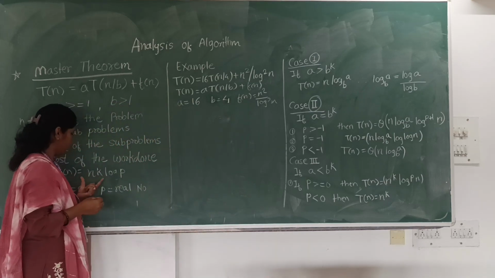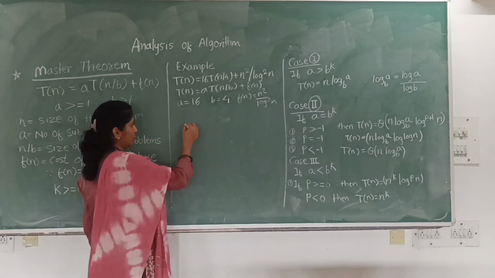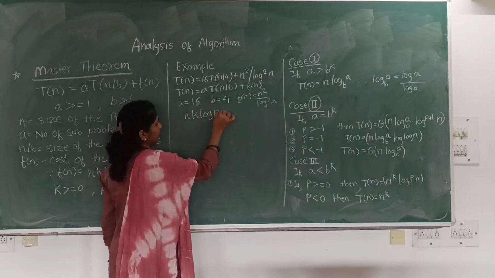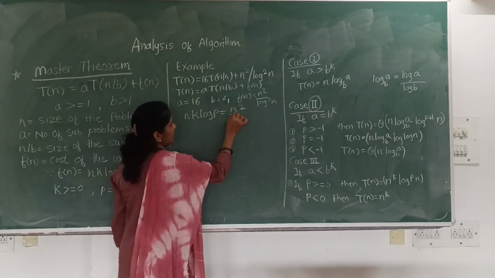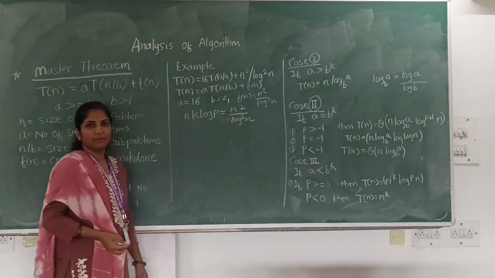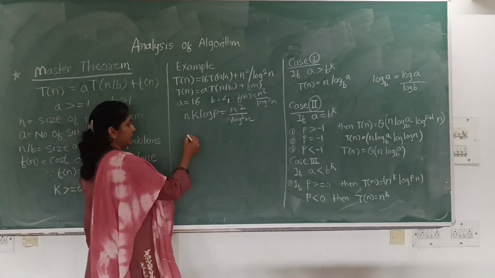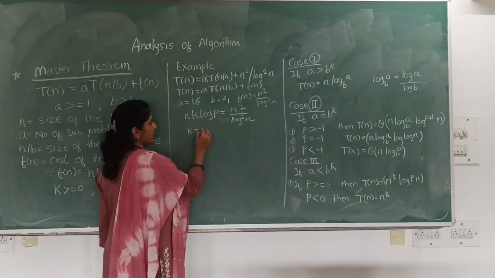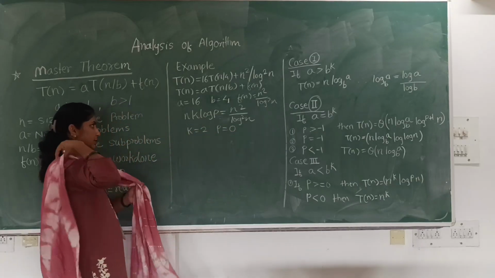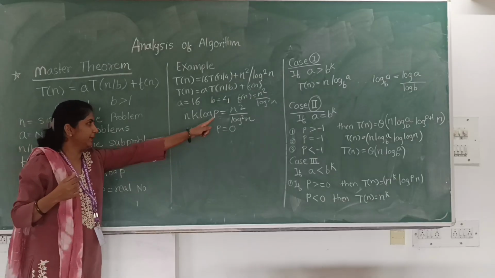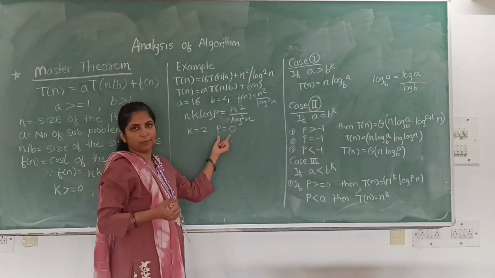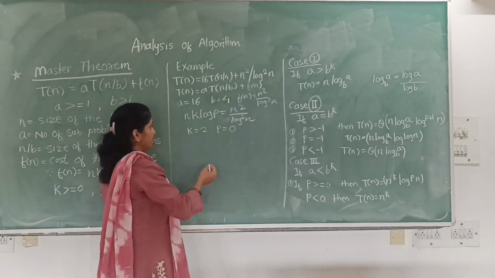We are having values of f of n is equal to n^k log^p n, which is n squared upon log squared n. After comparing with this, we get the value of k is equal to 2 and the value of p is equal to -2. We know that the value of p is a real number.